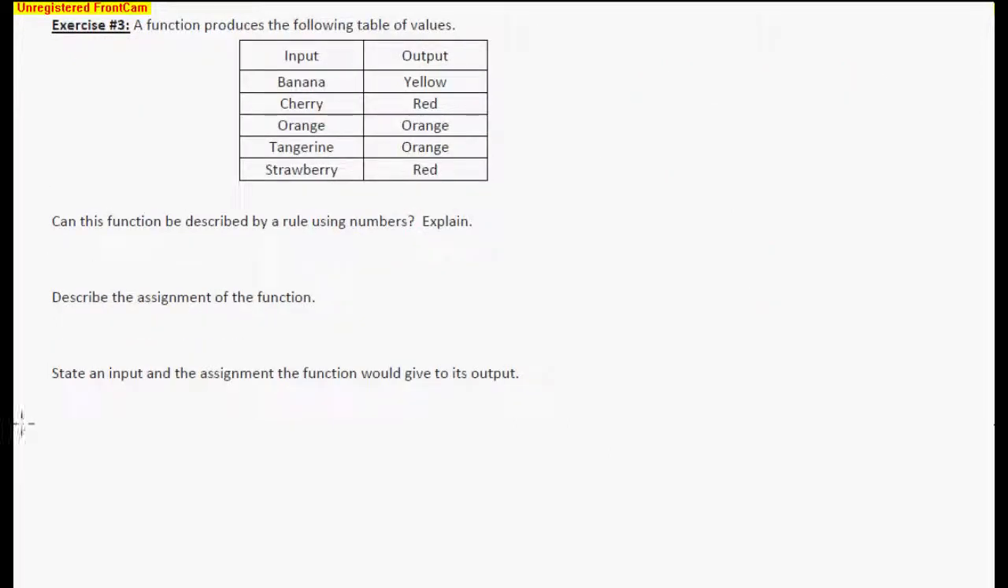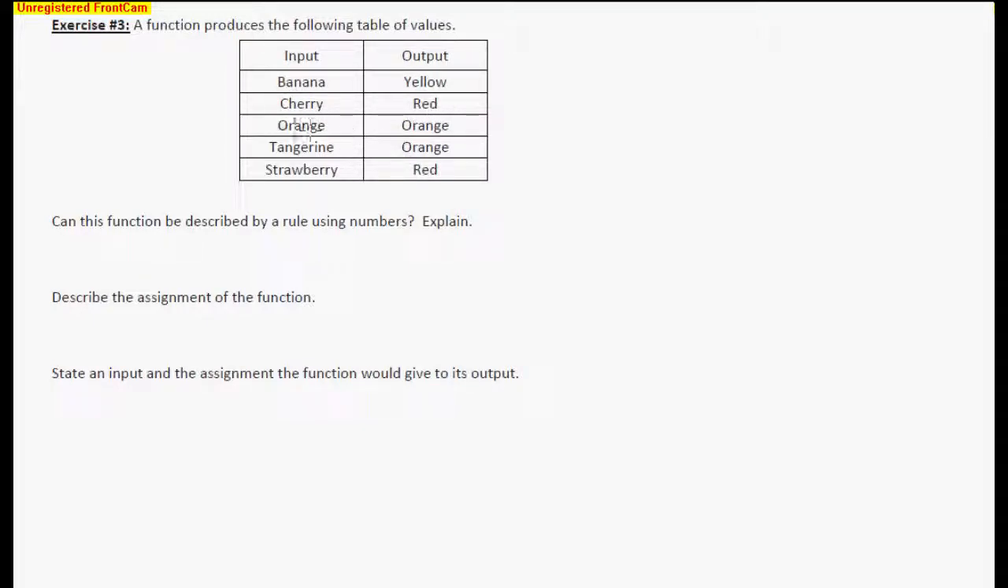Let's put this one away and take a look at this one. All right, a function produces the following table of values. Now this is a little different, right? We don't have numbers in here. We have words. Okay, but that's okay. We can do this. If we input the word banana, whatever the rule is, it's going to output yellow. All right, and if we input cherry, it's going to output red.